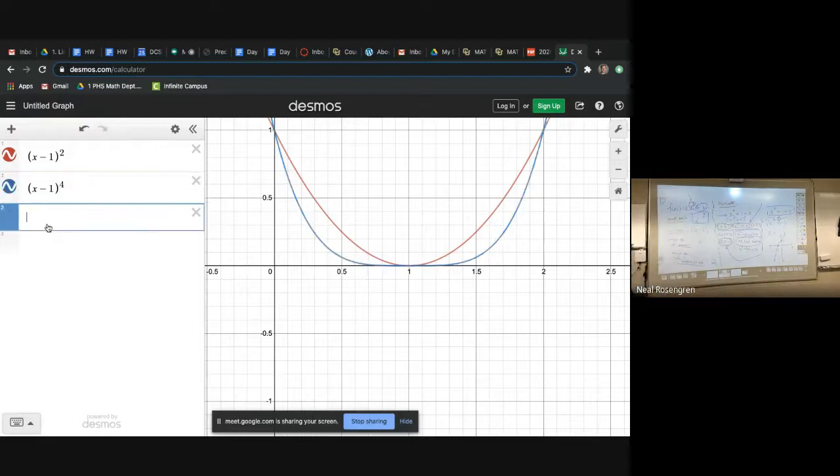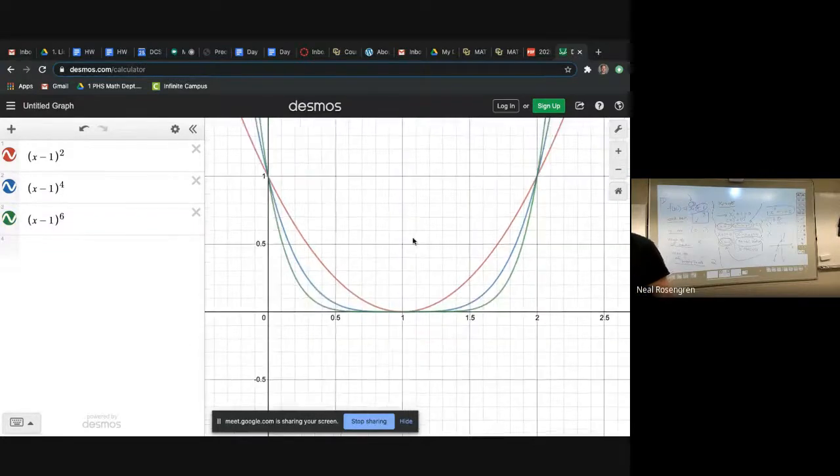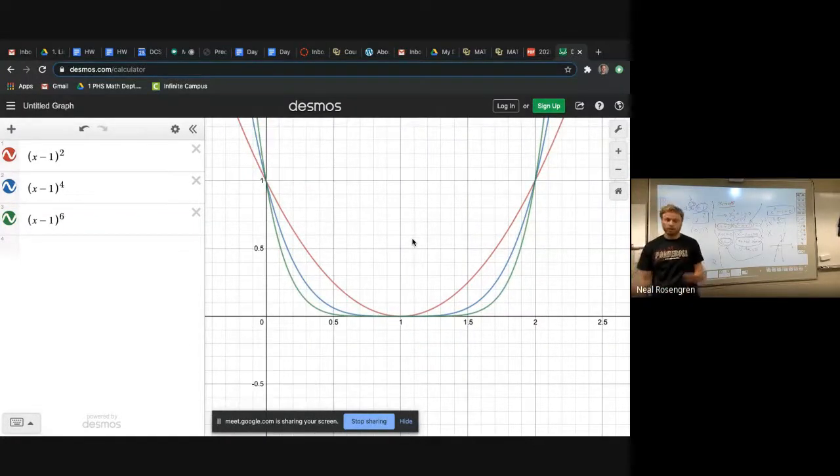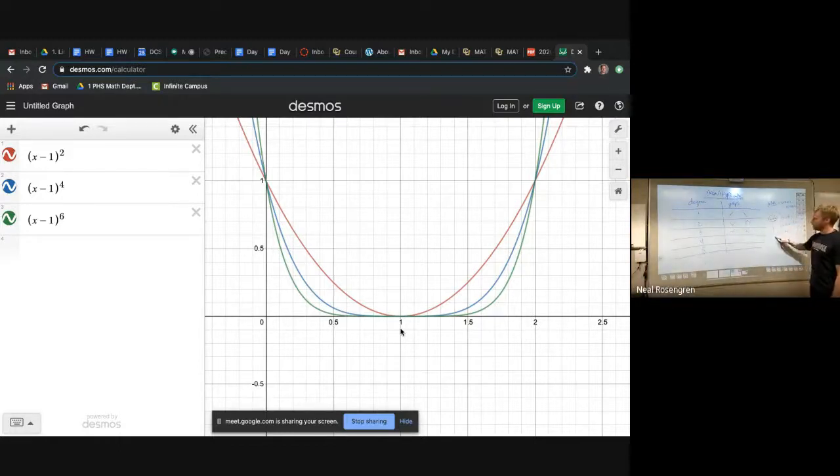And even something like x minus 1 to the 6th. I get rid of that little subscript somewhere, right? Take a look at the red graph compared to the green graph and the blue one in between. From the red to the blue to the green, we come down faster the higher the exponent, and we spend more time near the x-axis. And so when you've got these even exponents, 4s and 6s, what you're going to see is something called flattening.